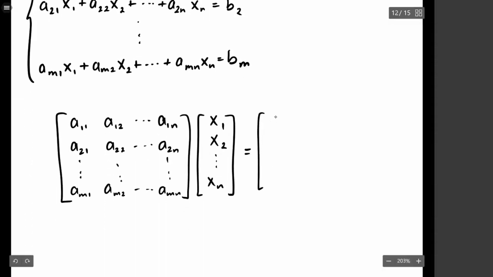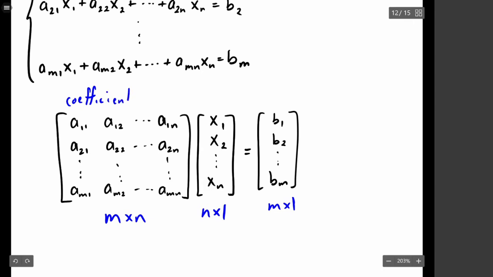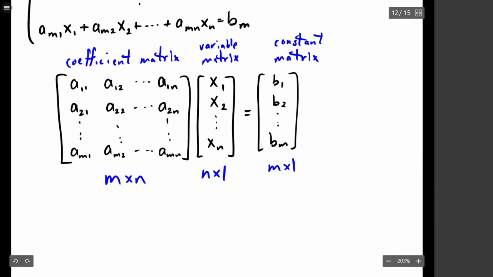And this here is B1, B2, Bm. So the sizes: this is m by n, this is n, I wrote that backwards, n by 1. And this is m by 1. Here this is the coefficient matrix, this is the variable matrix, and this is the constant matrix. Again, normally we're going to write this down as AX equals B.